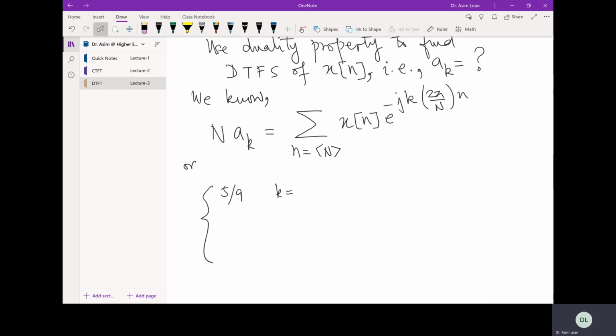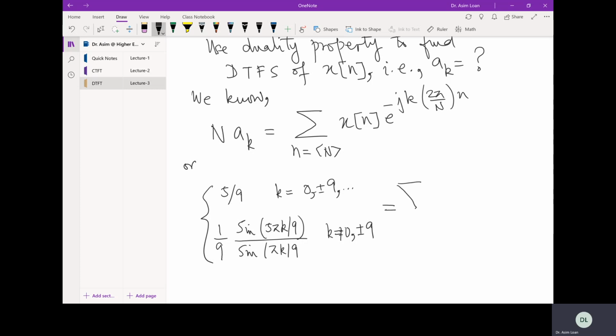So k is equal to 0, plus minus 9 and so on and so forth. And this is 1 over 9 sine 5 pi k over 9 divided by sine pi k over 9 when k is not equal to 0, plus minus 9, and so on. And this is equal to what? This is equal to this sum over 9 elements.